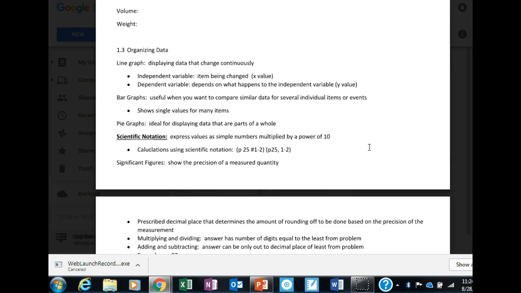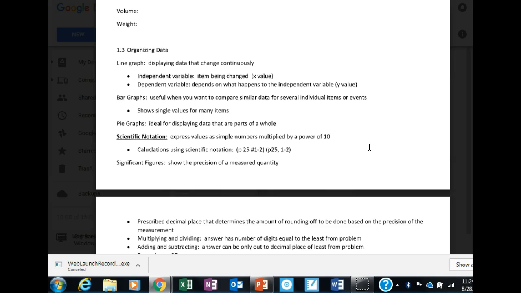There is an independent variable and then a dependent variable. The item being changed is the independent variable, and that's the one we would change. And the dependent variable will be the item that changes based on it.